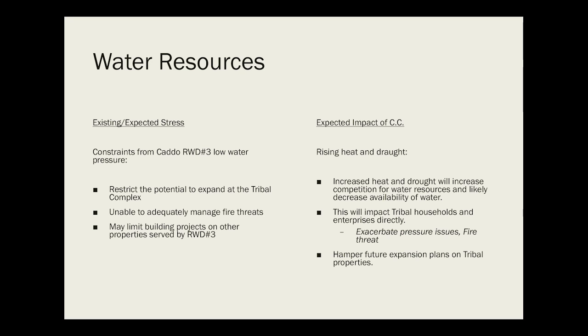resources system. At the main tribal complex and for most of the tribal activities, the tribe is dependent on Caddo County Rural Water District Number 3. Currently, that rural water district has very low pressure, which restricts the potential to expand at the tribal complex as well as manage fire threats. These stresses are expected not only to continue, but to likely intensify, leading to impacts both on the tribe itself at the tribal complex as well as individual tribal citizen households.